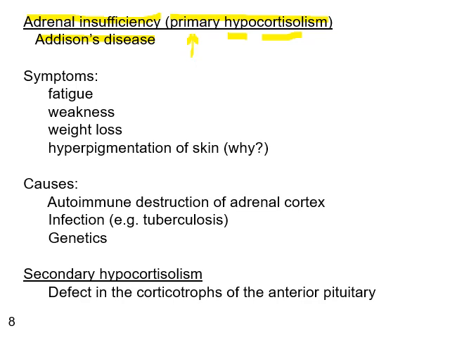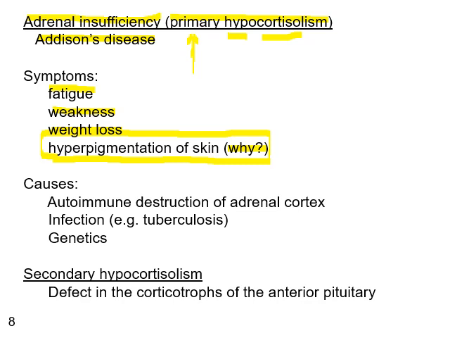So what are some of the symptoms of low blood cortisol? Fatigue and weakness, weight loss, and here's an interesting one, hyperpigmentation of skin. I'm going to ask you to think about that in just a minute. So we will talk about why we get skin pigmentation with adrenal insufficiency.